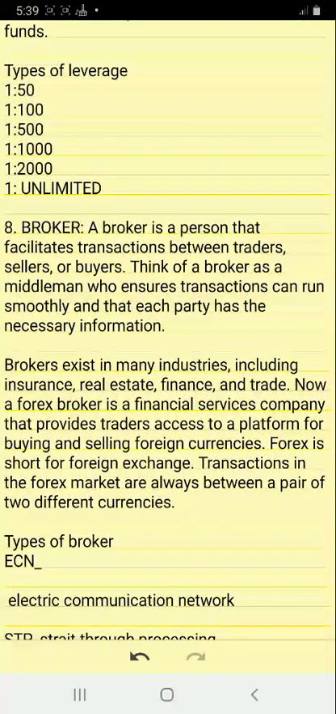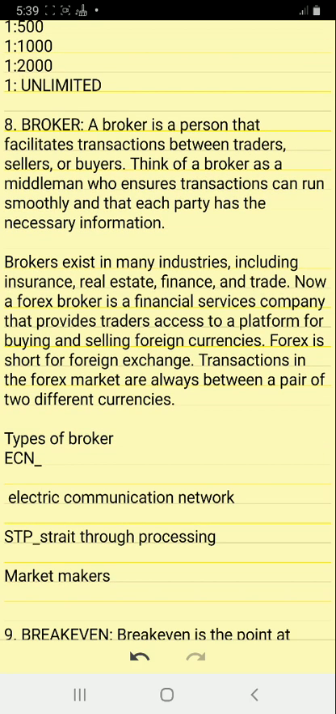Number 8, a broker. A broker is a person that facilitates transactions between, blah blah blah. You see everything here, but a forex broker is what gives you all this access to trade.